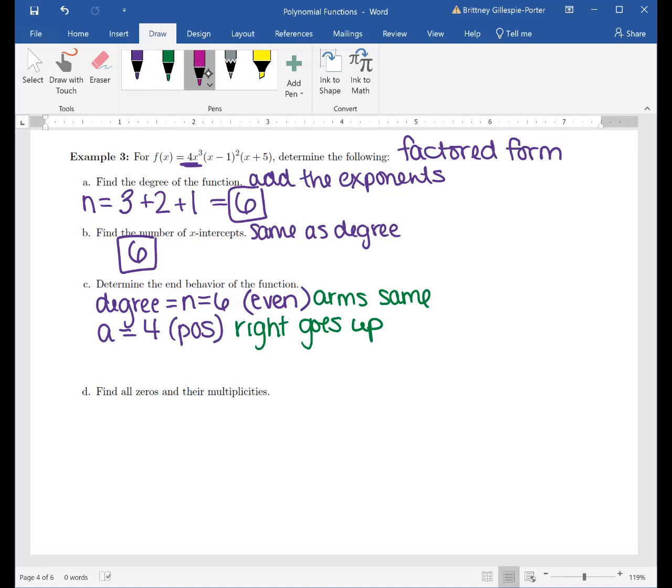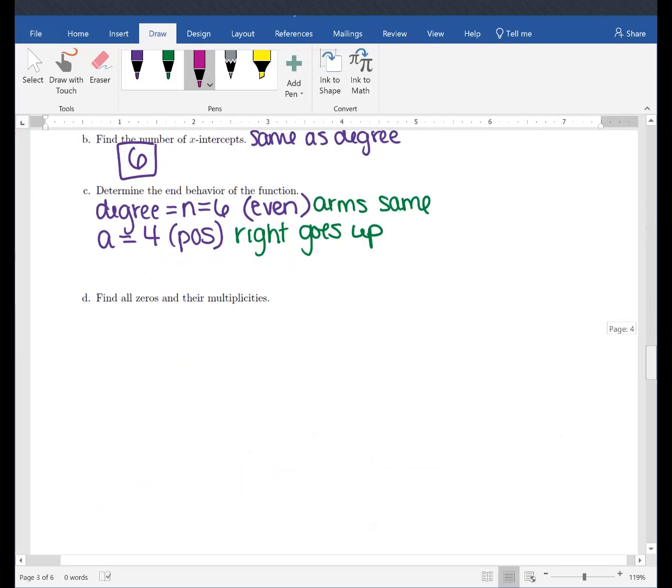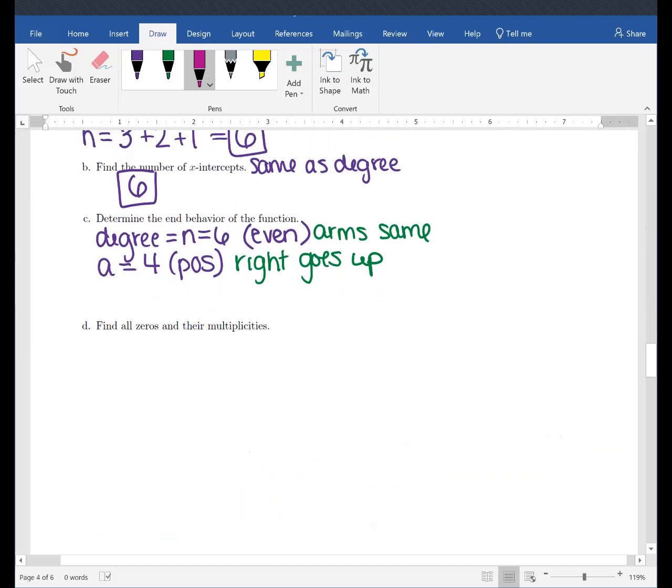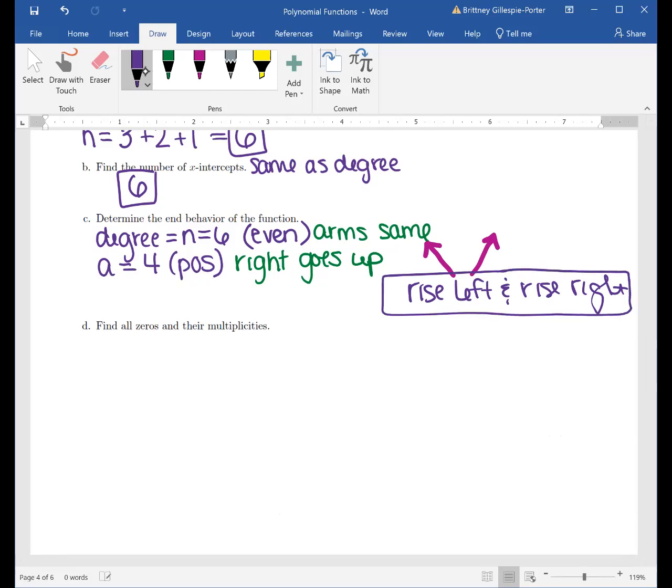If we have these two things, we can draw our little diagram and write our end behavior. Because the arms are the same, right side goes up. So right side going up. Left side has to do the same because it's even, which means that we rise left and rise right. That little weird E with the dots is just my "and."